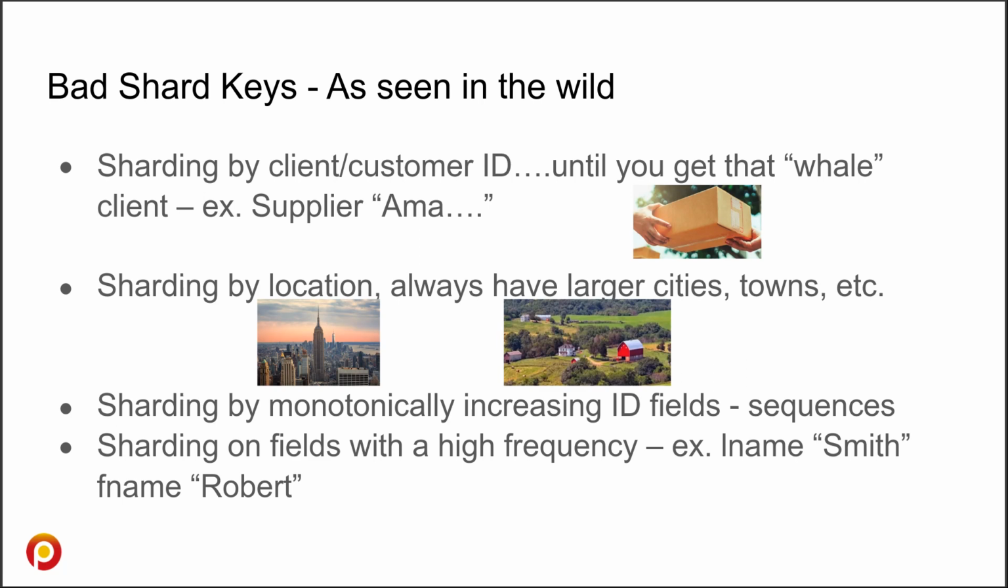One of the things you mentioned, monotonically increasing, like the sequence type things, just to say a little more about that. What happens is you have a sequence, and all of your data is going to be put into one shard. Then that shard fills, and it goes to the next shard. So it defeats the overall purpose of sharding. The whole purpose is you want to spread it out. So that's why you want to avoid those sequence type, monotonically increasing or decreasing ID fields.